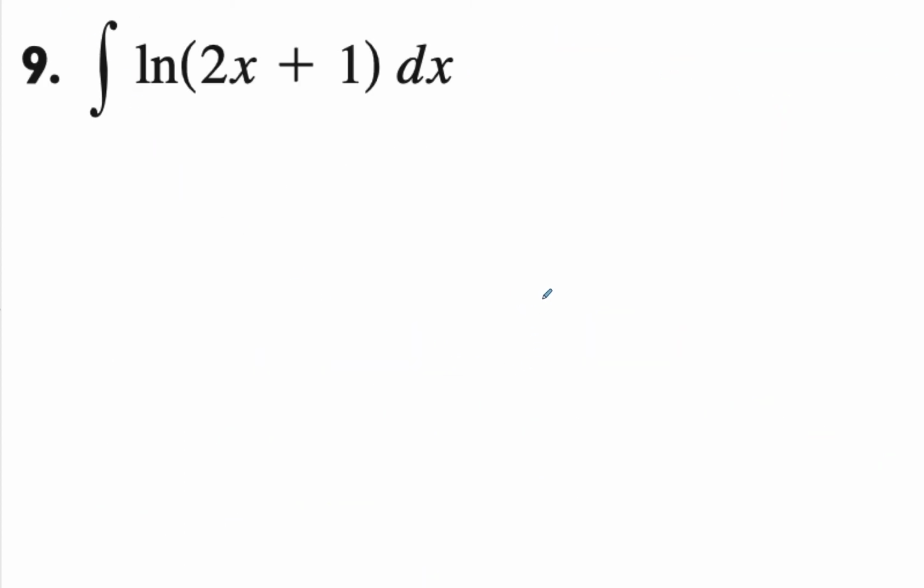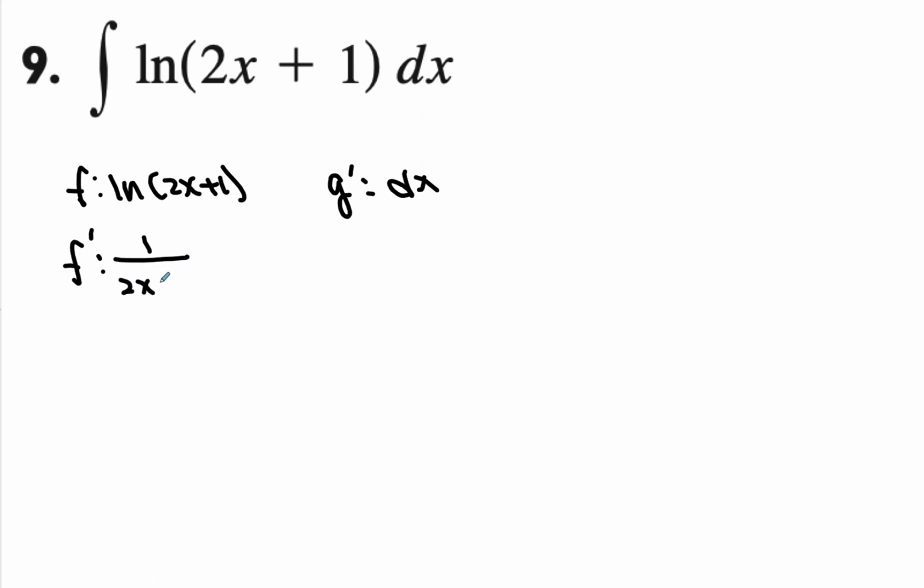How about this one? How would you be able to do this? I can set f as ln of 2x plus 1, but I don't know what g prime is equal to. Maybe I just have it as a 1 dx, or dx itself. How about that? Then in that case, what is f prime equal to? It'll be 1 over 2x plus 1 multiplied by 2, so I'm going to write down 2 on top and dx. And g now becomes x.